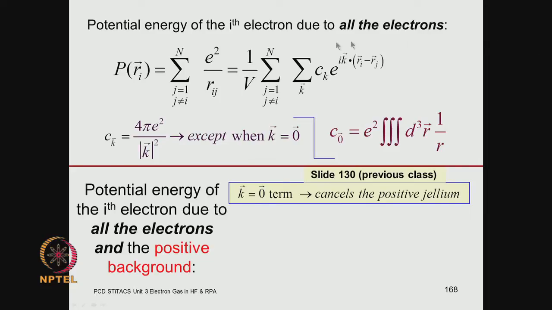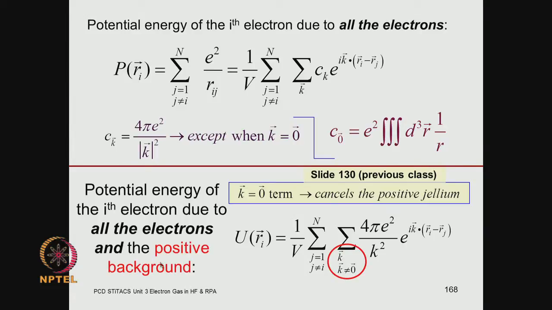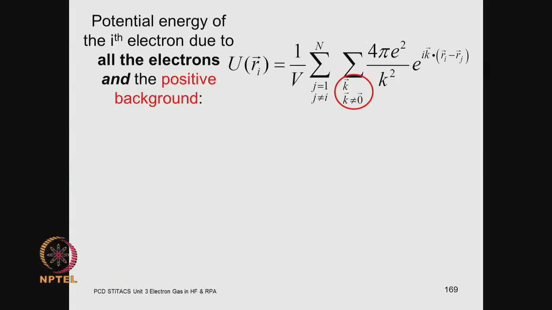Okay? So if you take this for all values of k, but leave out the k equal to 0 term, because that is the term which is going to cancel the positive gallium effect, then you have got the potential energy of the ith electron in the field of all the remaining electrons and the positive background. And that is then given by this expression on the right hand side, inclusive of the summation over k except for the k equal to 0 term, because that is the one which goes into the cancellation of the gallium. Okay? Alright, so this is our potential now, which is the potential energy of the ith electron due to all the remaining electrons and the positive background.